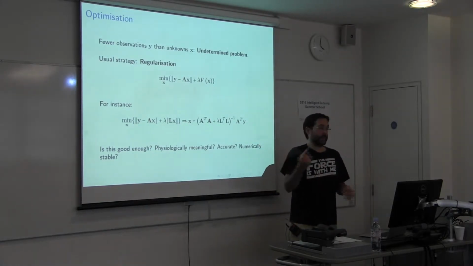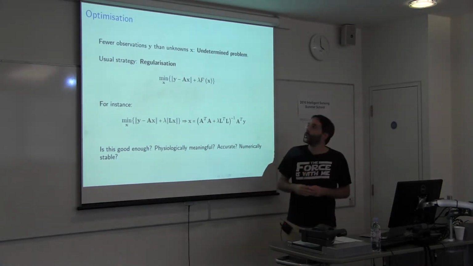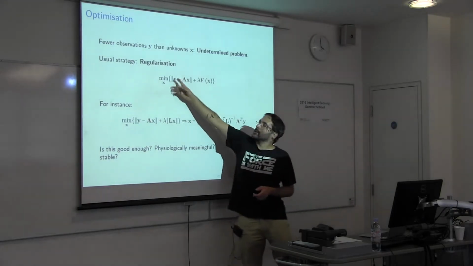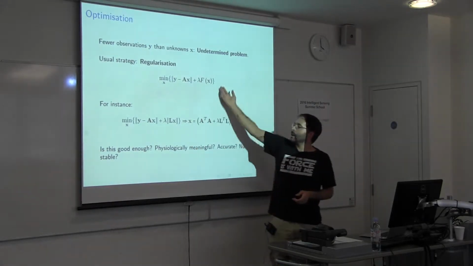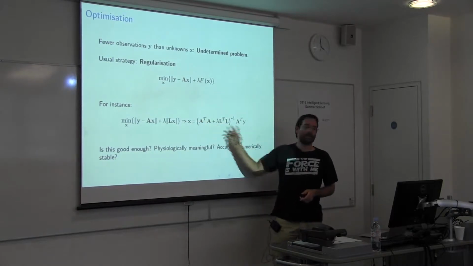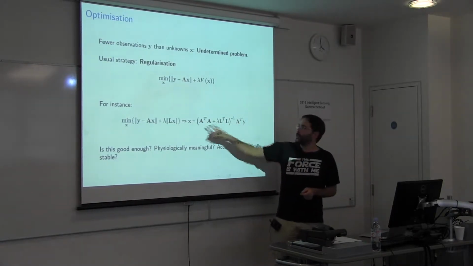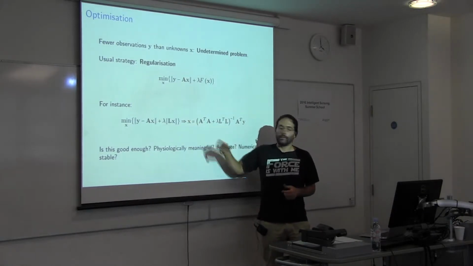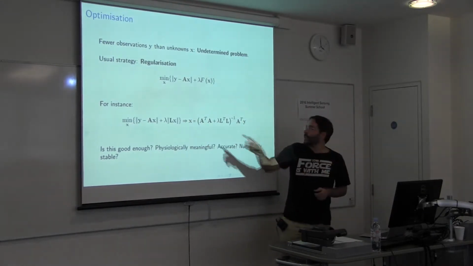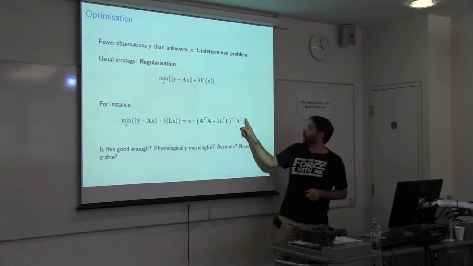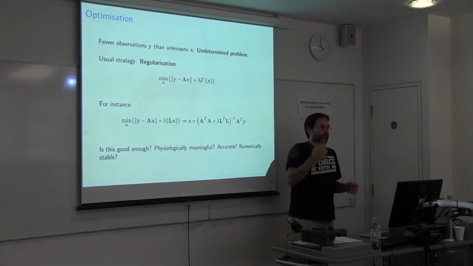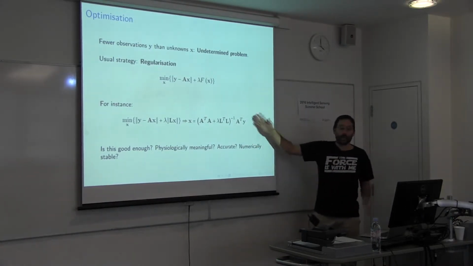So what do we have to do? We need to choose one. How do we choose it? Well, what we usually do is some kind of regularization like this one here, and then we come up with a solution like this. This is fine. I mean, you do the math and then you decide that X, the voltage around the heart, is this combination of the measurements on the thorax. This is just one example.